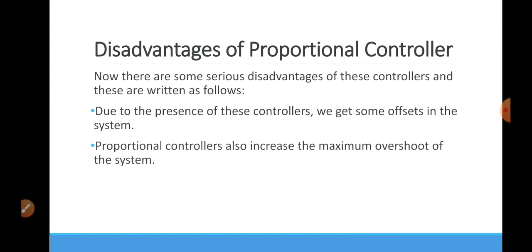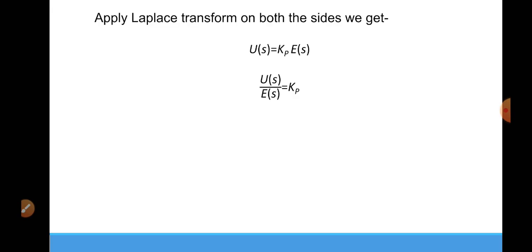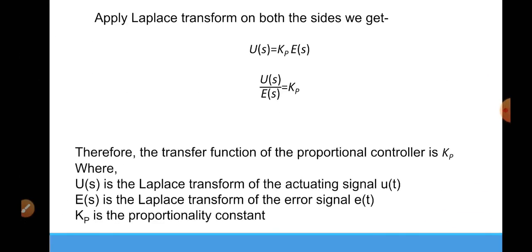So these are the offsets in the system. Then a proportional controller also increases the maximum overshoot of the system. This is another disadvantage of the proportional controller. The main thing that is to be remembered about proportional controller is this diagram, these values, these equations, and this specific equation of proportionality. So this is about proportional controller.